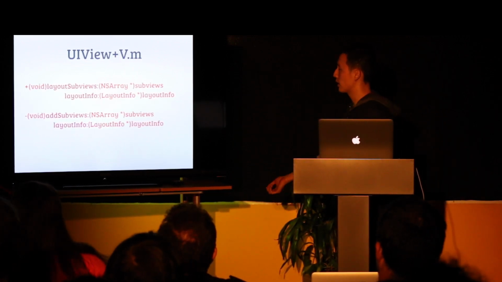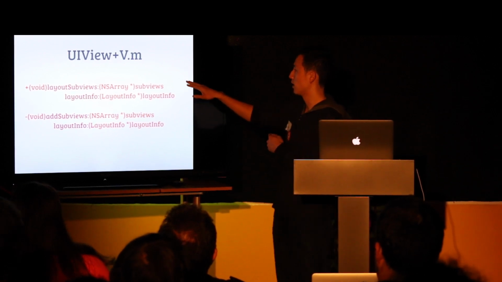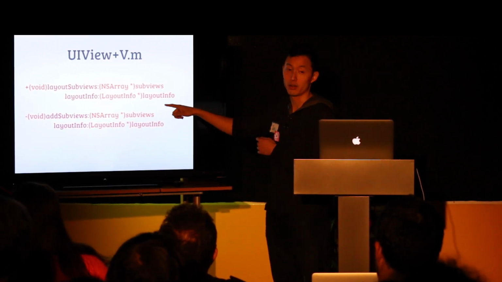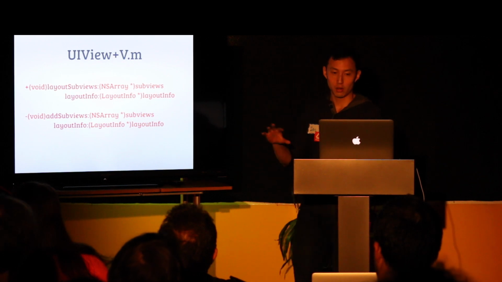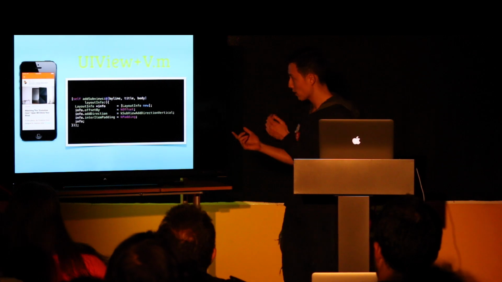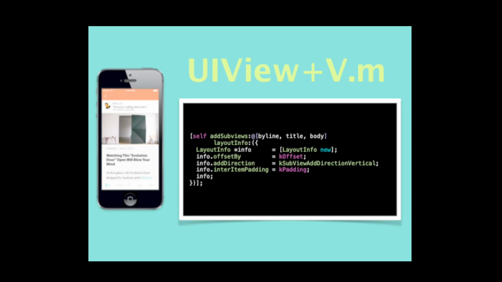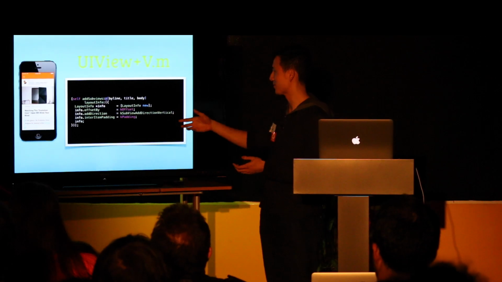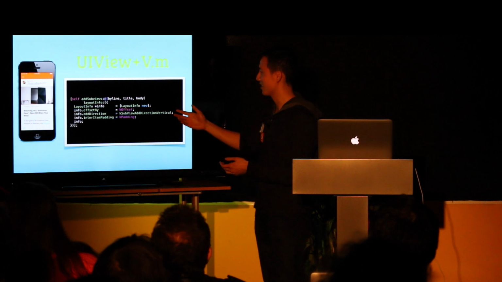And then the two functions that I want to talk about concretely are layout subviews and add subviews with layout info. Okay. So that imperative mess that you saw before turns into something like this, where you say, please add subviews byline, title, body, given this layout information. And this layout information is simply, given an offset, given an add direction, and given an item padding. Right? Here I'm using code block evaluation, which is the new hotness, according to NSHipster. It's nice.